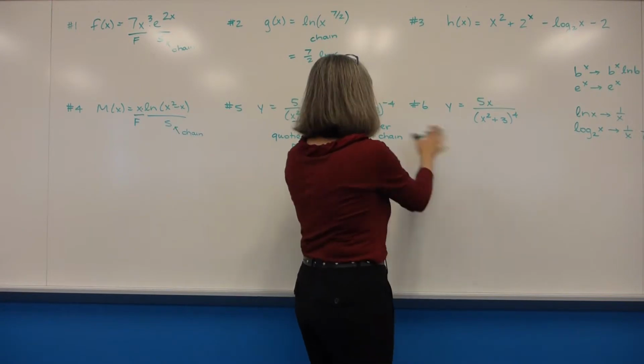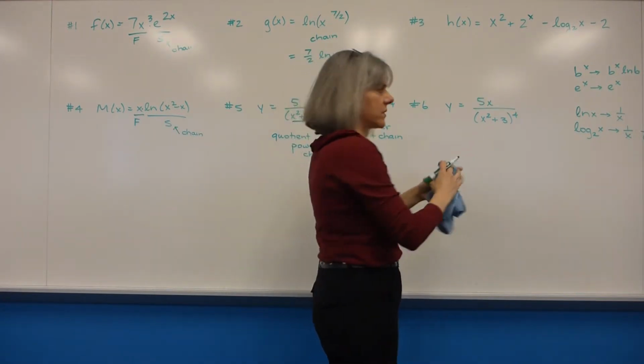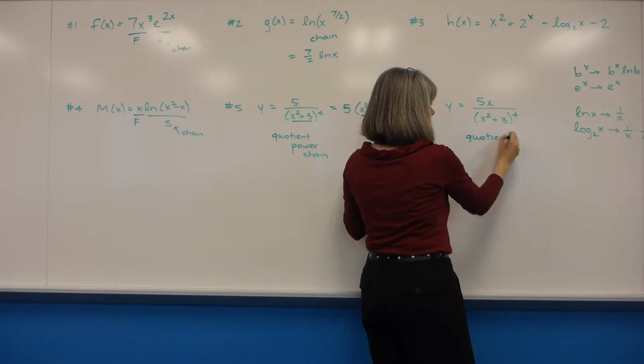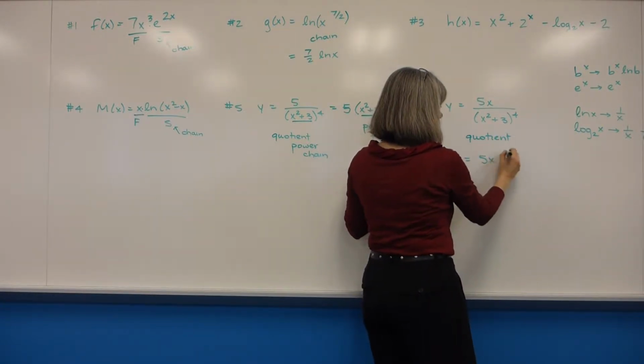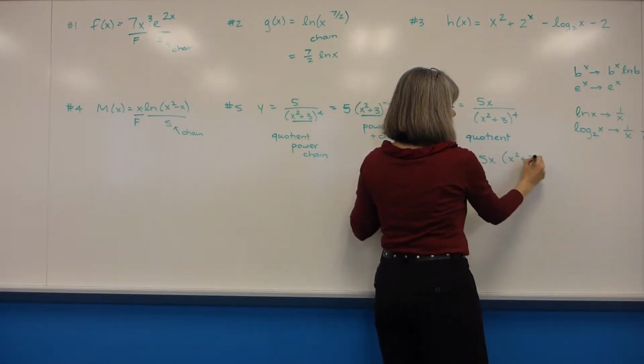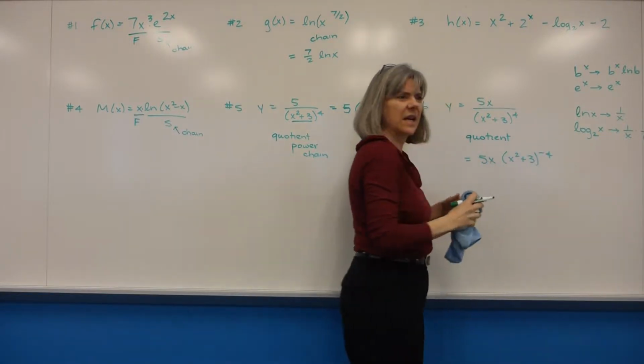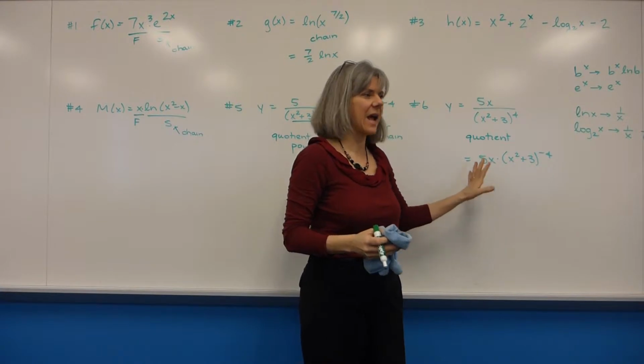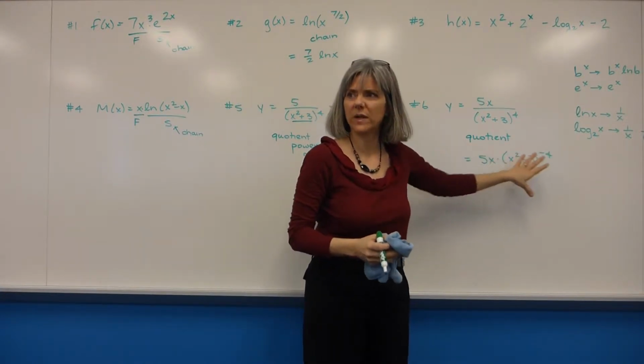Quotient. It's exactly the same. When I rewrite this one, so this one I'm seeing quotient. If I attempted to rewrite this one, I would get this. And now I have a product rule. Is that any easier with negative exponents? I actually think this way's harder.